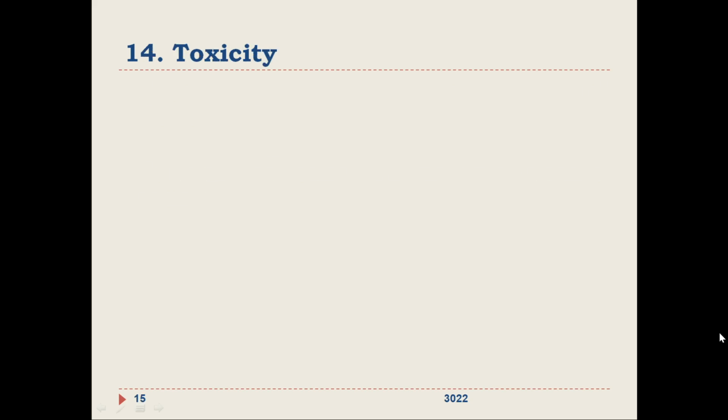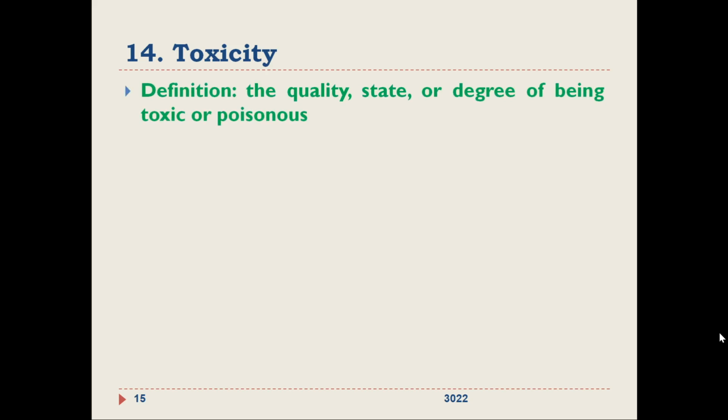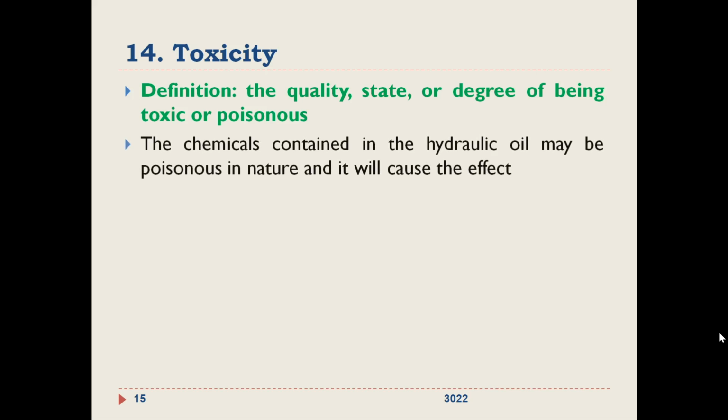So the next property is the toxicity of the hydraulic oil. The quality, state, or degree of being toxic or poisonous. That is the definition of toxicity. It is the quality of the oil of being poisonous. The chemical composition of the oil will determine whether it is toxic or not. The chemicals contained in the hydraulic oil may be poisonous in nature and will cause harmful effects.